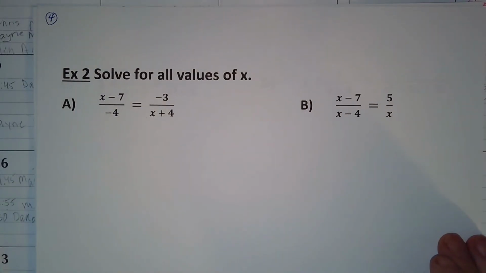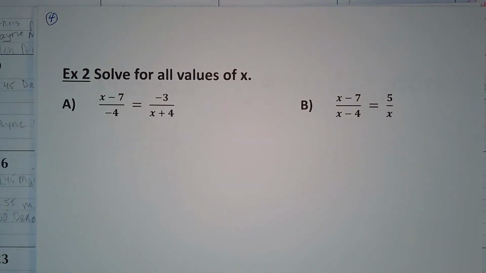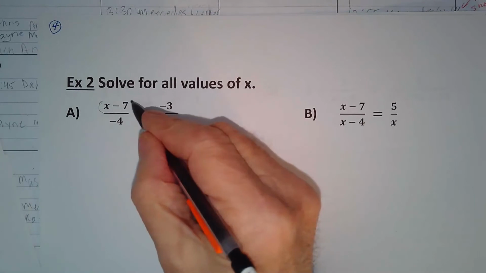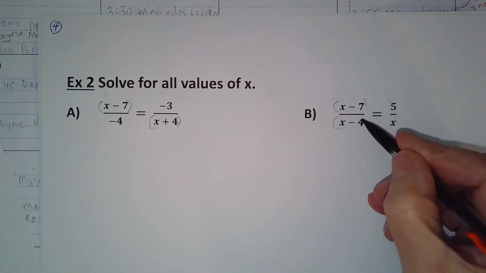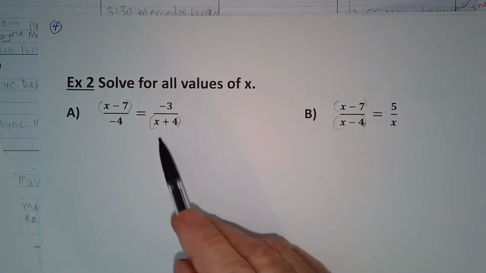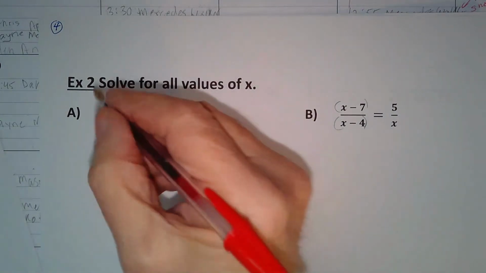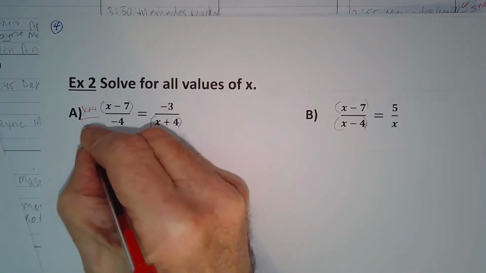All right, here we want to solve for all values of x. So this is even a little more complicated. You'll notice we have, again, a bunch of binomials. There's one here in the numerator. There's one over here in the denominator. There's one here in the numerator, one in the denominator. All right, so I'm going to have to multiply the first fraction over here times x plus 4 over x plus 4.